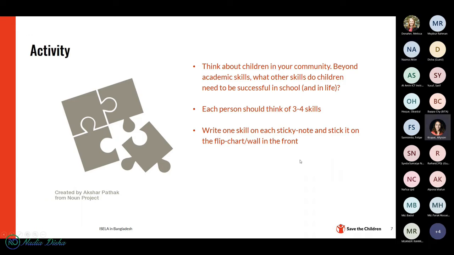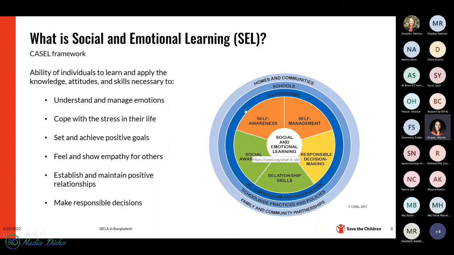Yes. So the CASEL framework, which I referred to earlier. There's a link to it here. It's casel.org. This framework is a useful understanding of social and emotional learning, not the only framework by any means. But the idea here is that social and emotional learning involves self-awareness, self-management, responsible decision-making, relationship skills, and social awareness. And that lands within classrooms, within schools, and within homes and communities.